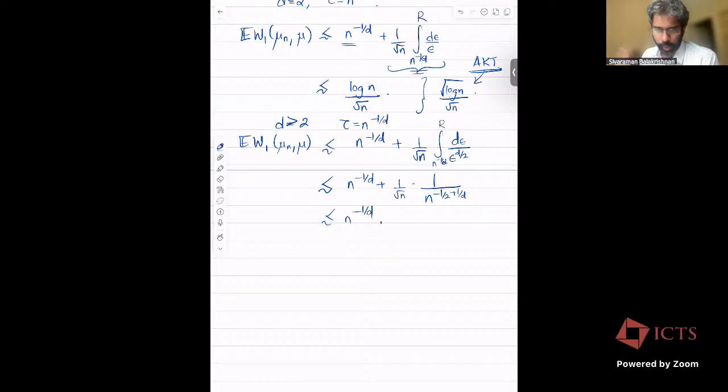Okay, so the punchline is just that you can do these entropy integrals once you have these covering numbers, and they will tell you that the Wasserstein distance between the empirical measure and the truth will, at least in high dimensions, scale like n to the minus 1 over d. Okay, let me pause here for a second and see if there are questions.